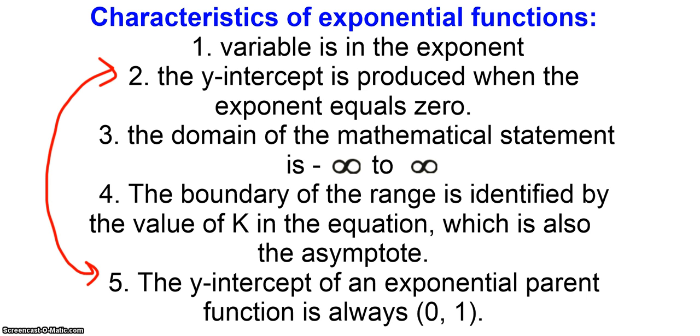Because your y-intercept is going to be equal to 1. Next, our domain is always negative infinity to positive infinity, and then the boundary of our range is identified by the value of k in the equation, which is also the asymptote.